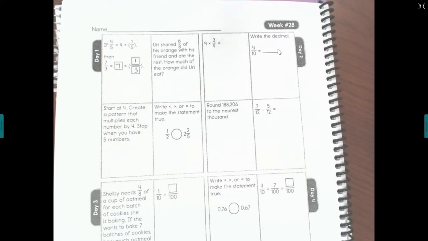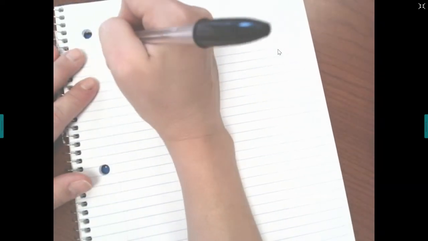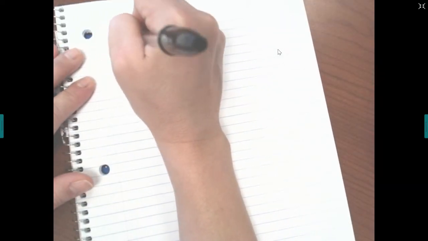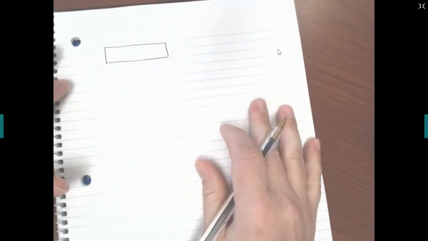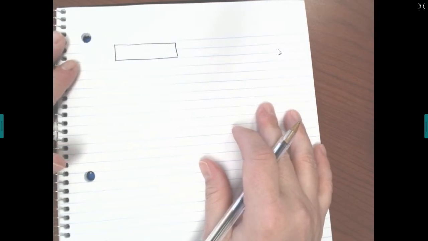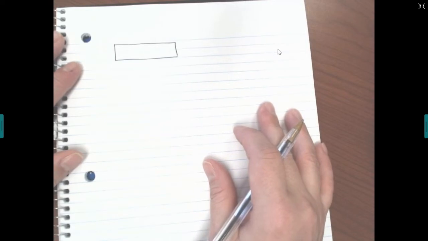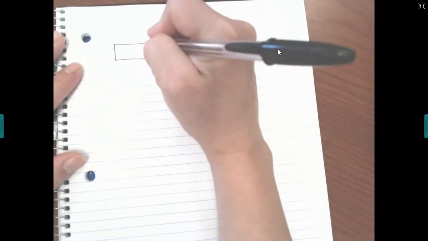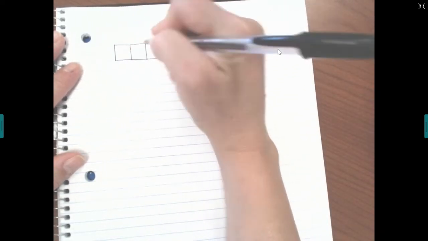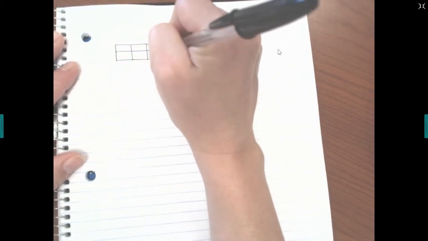All right, let's look at our word problem. It says Yuri shared 6/8 of his orange with his friend and ate the rest. How much of the orange did Yuri eat? So I'm going to go to my notebook for this one. And let's start with a whole orange. So I'm going to draw a picture. And I know oranges are circles, but I like to draw rectangles when we're talking about fractions. And I know that Yuri shared 6/8. So I know I need to divide this into eighths because 6/8 has an 8 as a denominator. I'm just going to cut them straight across.